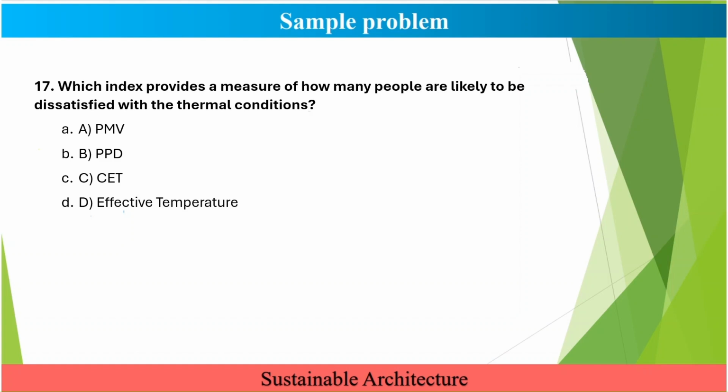Which index provides a measure of how many people are likely to be dissatisfied with the thermal conditions? Option B. Okay, try to give answers to this question, all of you. This is a good question.